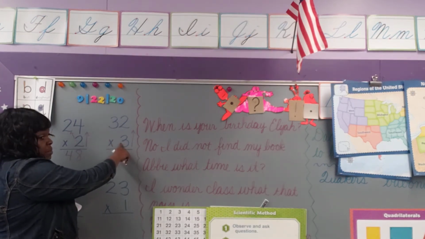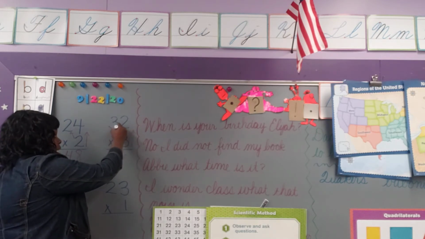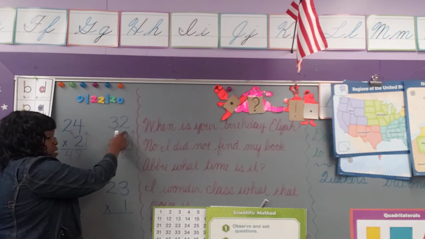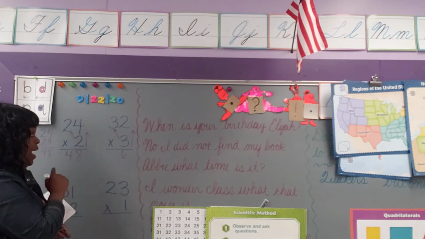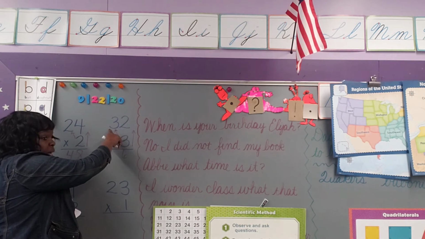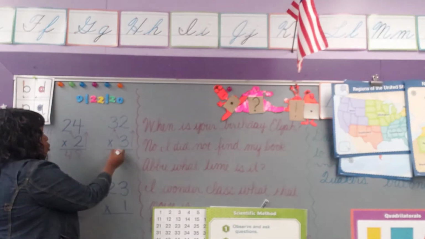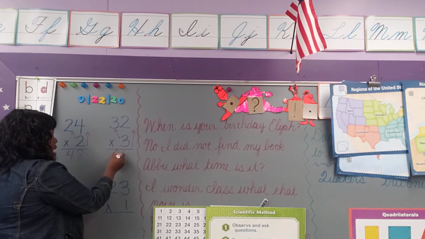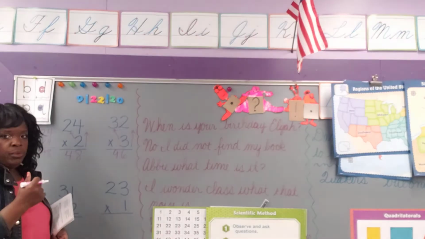This 3 on the bottom needs to be multiplied by my other 3. You have to do both of these numbers on the top. Ben, look up here. Times the number on the bottom. So that 3 now is multiplied by my tens place, 3. So 3 times 3 equals 9. I put it down and we're done with the problem.